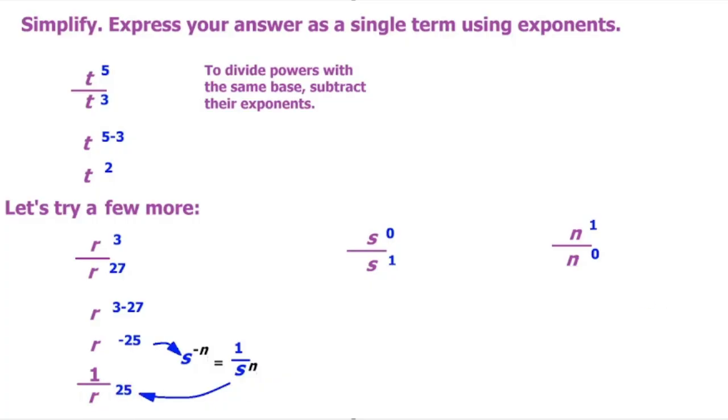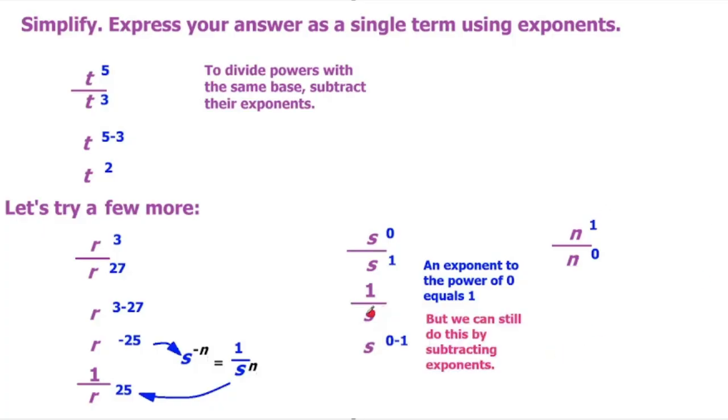So I'll show you a couple more tricks. So an exponent to the power of 0 equals 1. So s to the 0 over s to the 1. So this equals 1. So we have 1 over s. Now we have another one. Yes, but still we can do this by subtracting exponents. s to the 0 minus 1 is going to be the same as s to the minus 1, okay? So these are the same. s to the negative 1 is the same as 1 over s, okay?